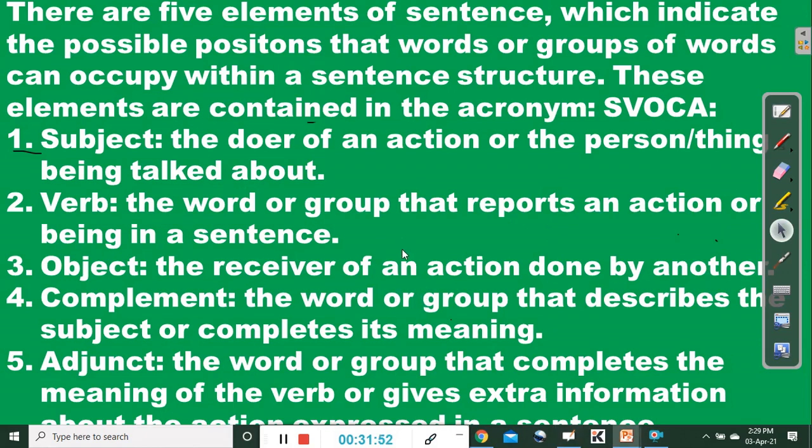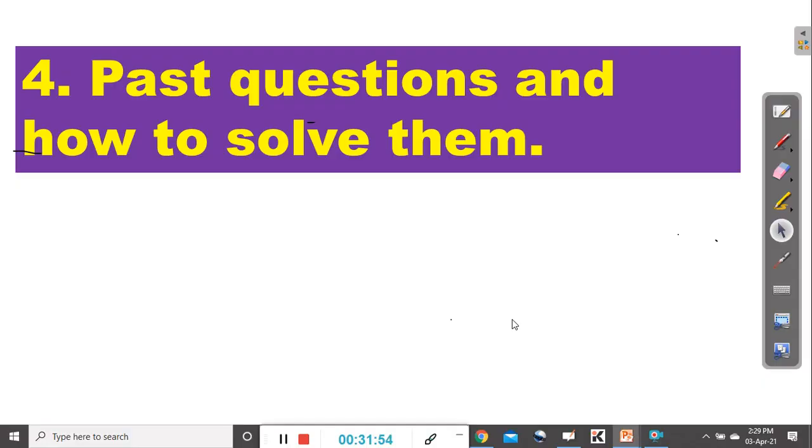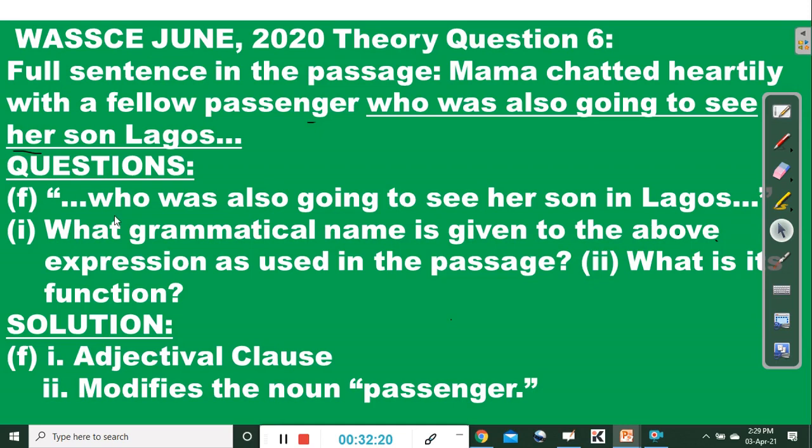Okay, so now let's go further. Now let's look at past questions and how to solve them. We want to look at past WAEC questions, or West African Senior Certificate examination questions, about grammatical names and functions. So let's begin to examine them, and then I will show you how to answer the questions.